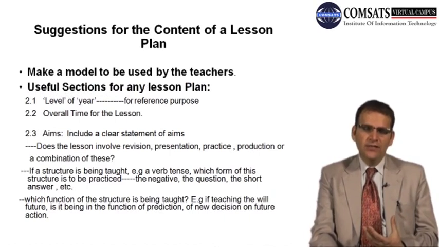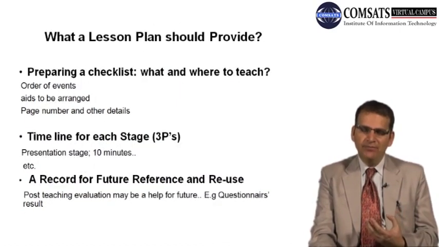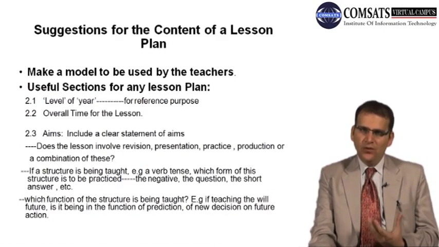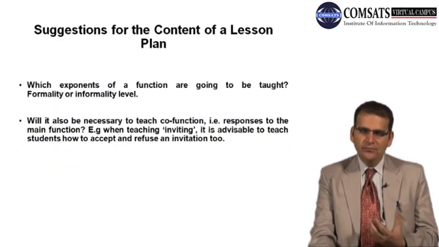Before that, we discussed what a lesson plan should provide. We saw that a timeline is a must, a checklist is a must, and a record for future. And then what else do we talk about? What are the suggestions for the content of a lesson plan? These are some of the suggestions: that a model, a template is important, then useful sections are there, and which exponents of function are going to be taught, formality or informality, and then will it be necessary to teach co-functions.